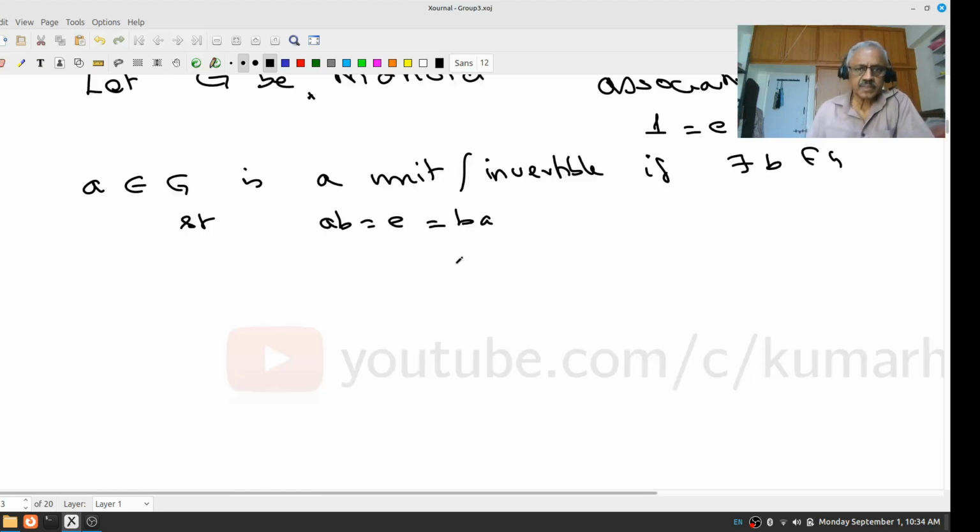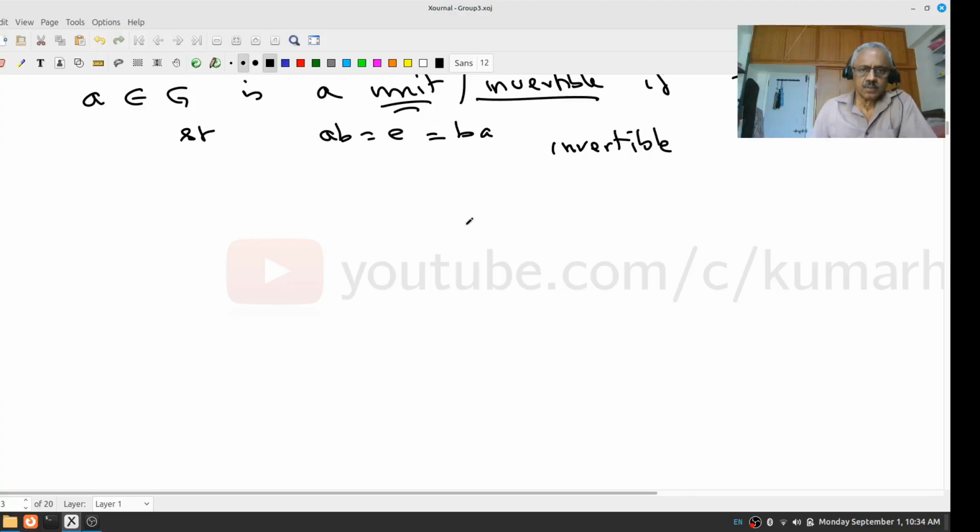I use the word unit because, as I said, in ring theory, with respect to multiplication, this identity will be called 1 and this invertible element will be called a unit. That's why I'm using it. But if you are not comfortable, you just assume this is invertible. So we want to study the properties of invertible elements. Let us do that.